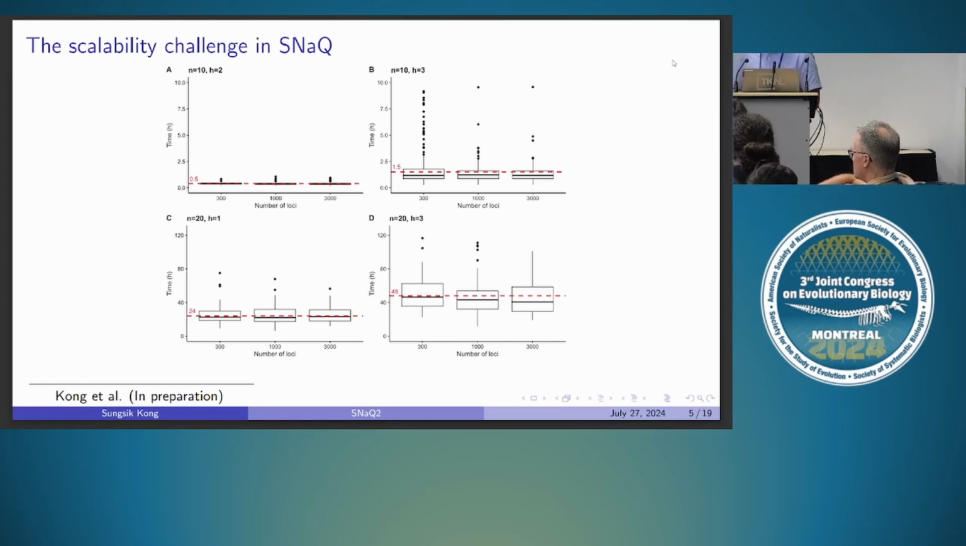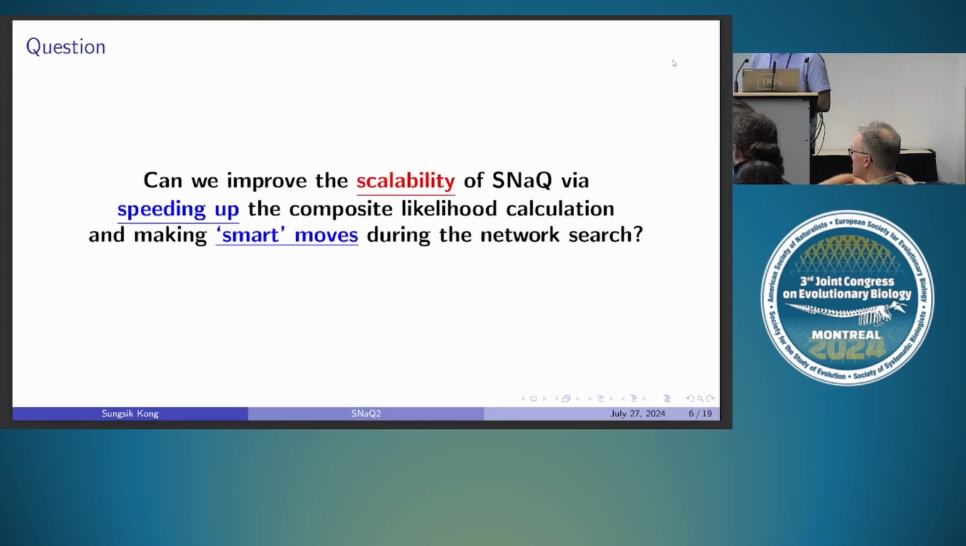Well, 2 days for a network analysis doesn't seem like a big number, but compared to tree analysis, we definitely need to improve the speed of network analysis. So this logically leads to my question: can we improve the scalability of the existing SNaQ?